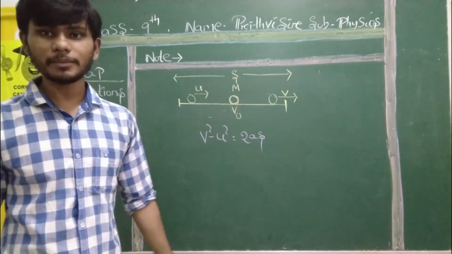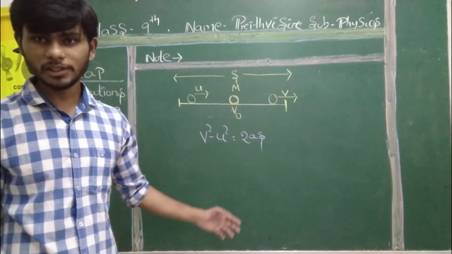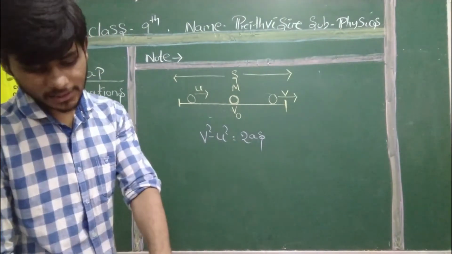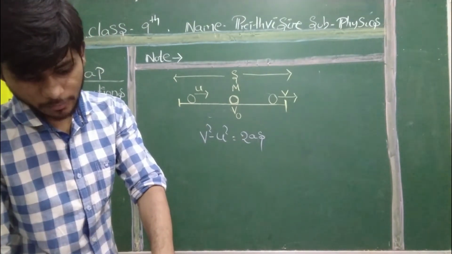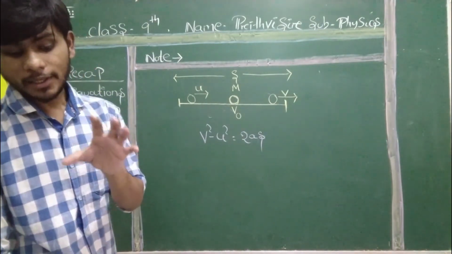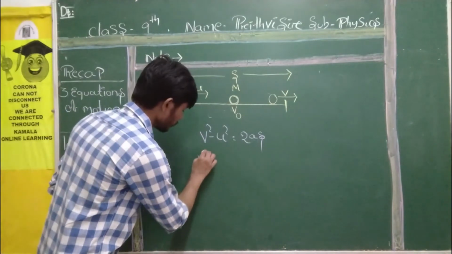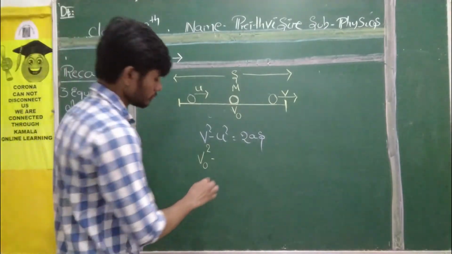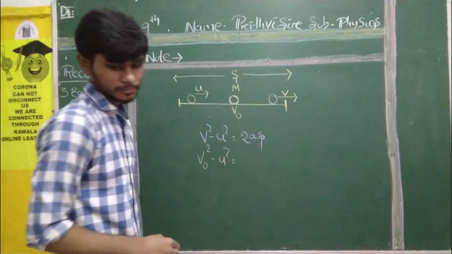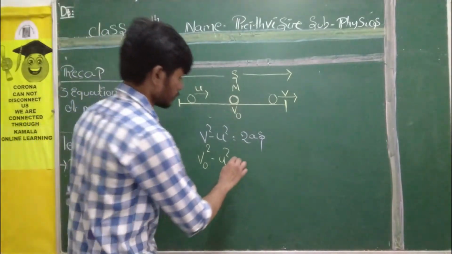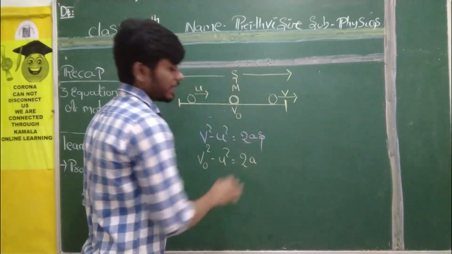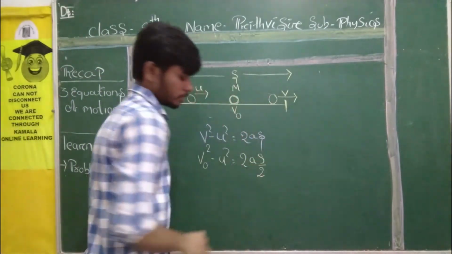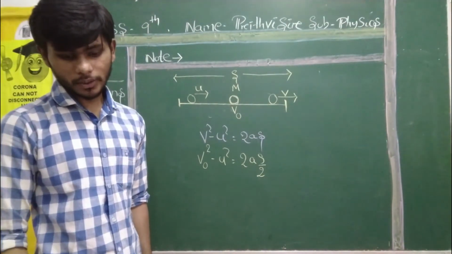So according to the formula, V square minus U square is equal to 2AS. Now I will put the values. He is asking about the midpoint, where the speeds are U and V respectively. He is asking what is the speed of the body at the midpoint. So here, V0 square minus U square is equal to 2A, and S is equal to S by 2 because it is the midpoint now.